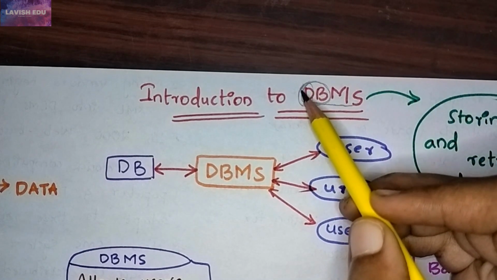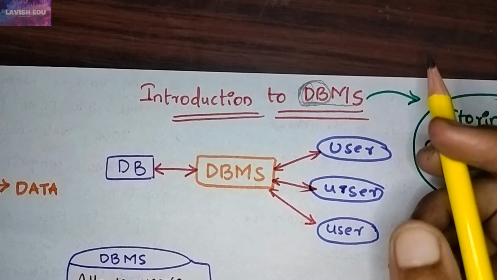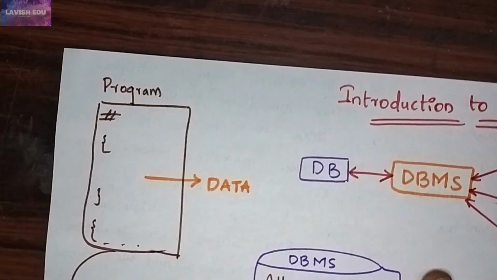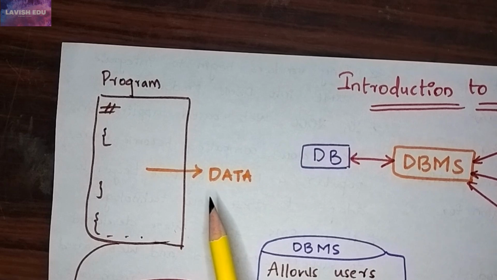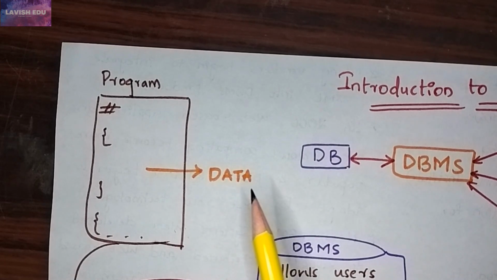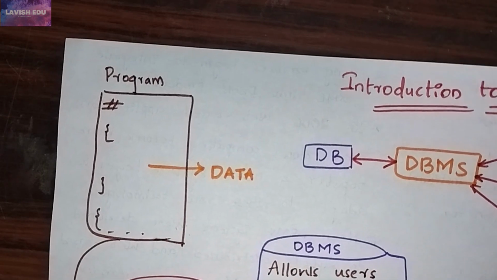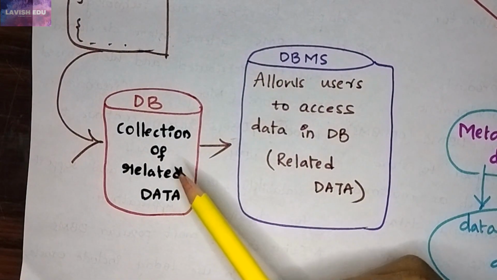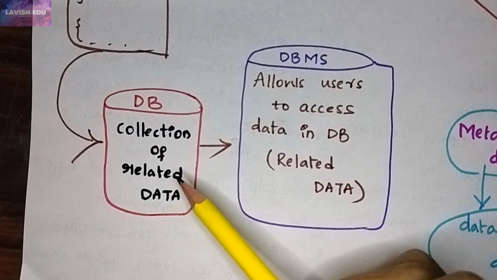Okay, why is it termed a database? What is the reason that it is termed a database? Data is nothing but a program. These programs which are related to each other are considered and stored in a collection known as a database. This collection can be seen like this. The database is shown here, the collection of the related data.